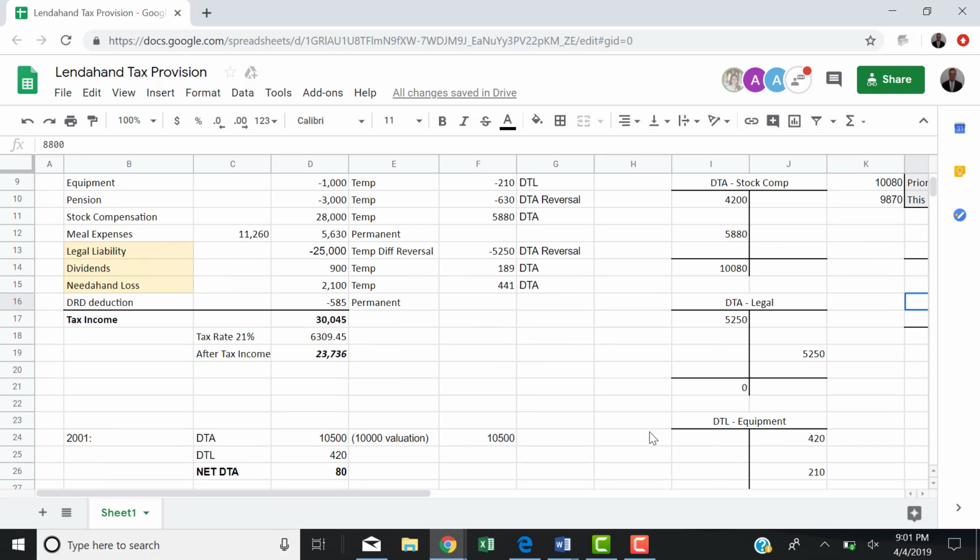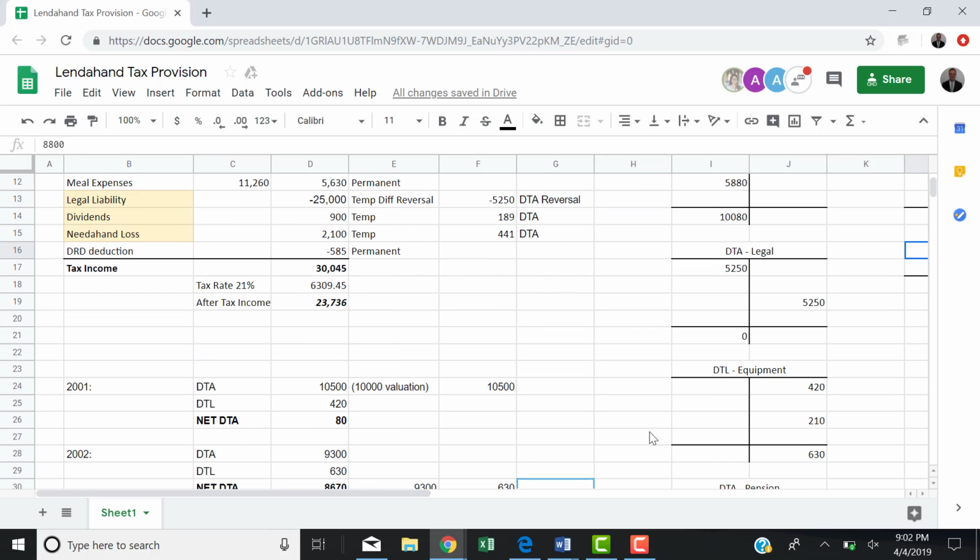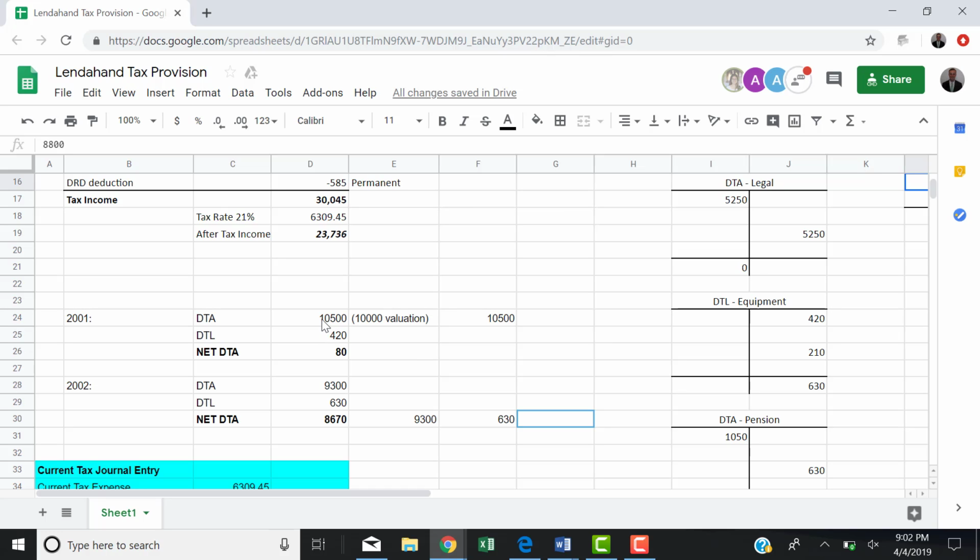Now, let's figure out our journal entries. So, actually, let's come over here. We know that in 2001, the net DTA was $80, and we have that from our balance sheet, that it started at 80 in 2001 as a deferred tax asset net. Well, we know from what it gave us that 420 was our DTL. That's this right here, over here on the equipment side. And so if we know that that is 420, and we know the net was 80, and we know that the valuation had a $10,000 balance, that it gave it to us that way.